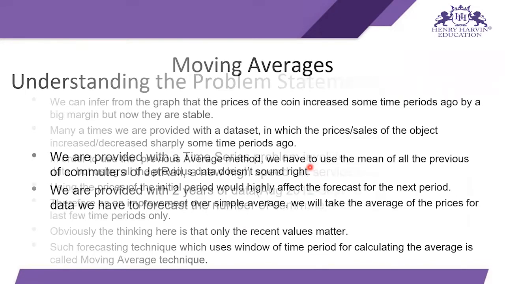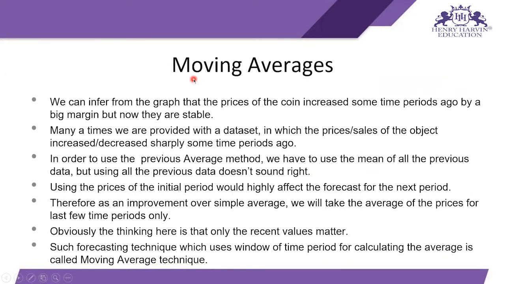So next we are moving to the graphs or the plots which we are going to draw in our session, so that we could predict something like the sales in the next 7 months. So first of all is moving averages. We can infer from the graph that the prices of the coin increased some time periods ago by a big margin, but now they are stable.